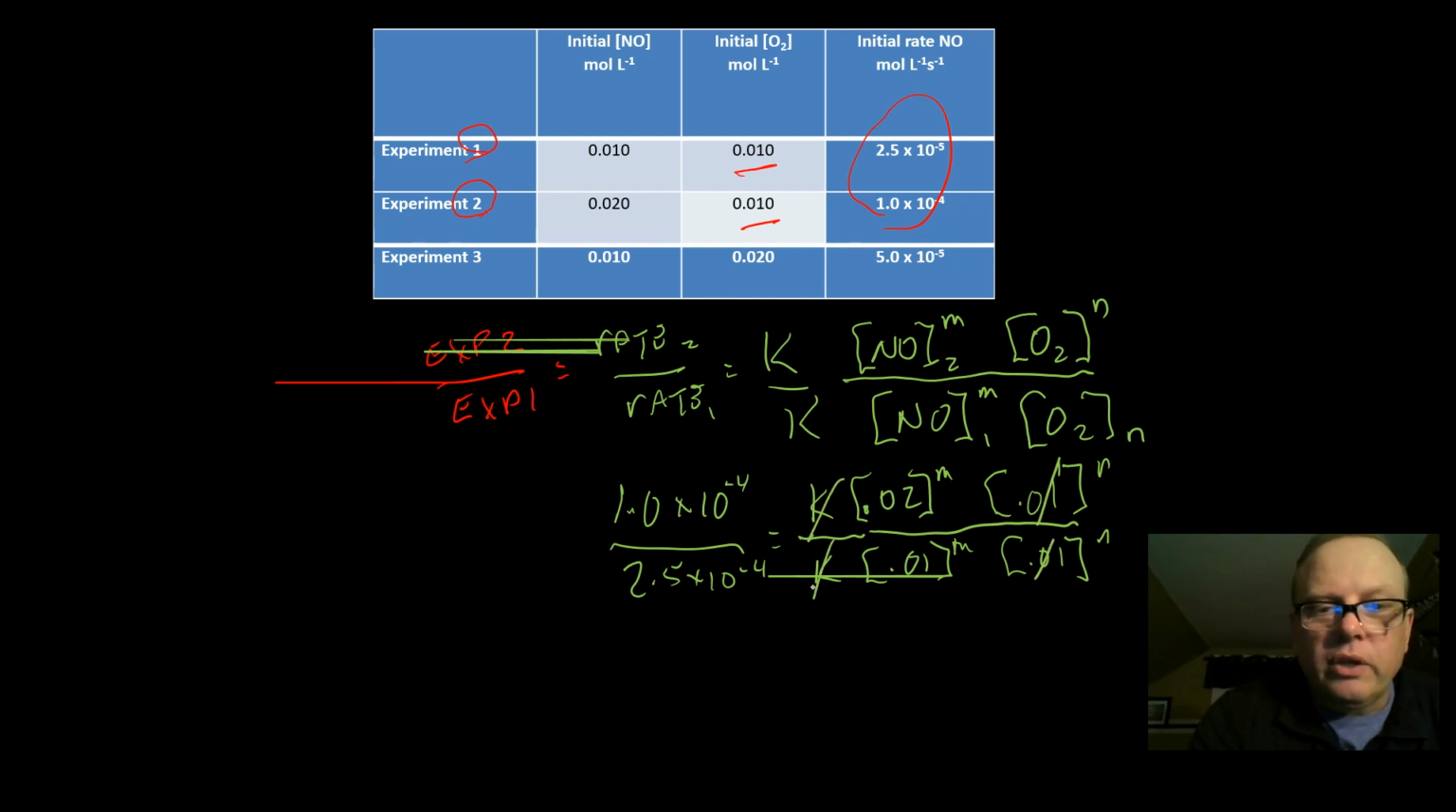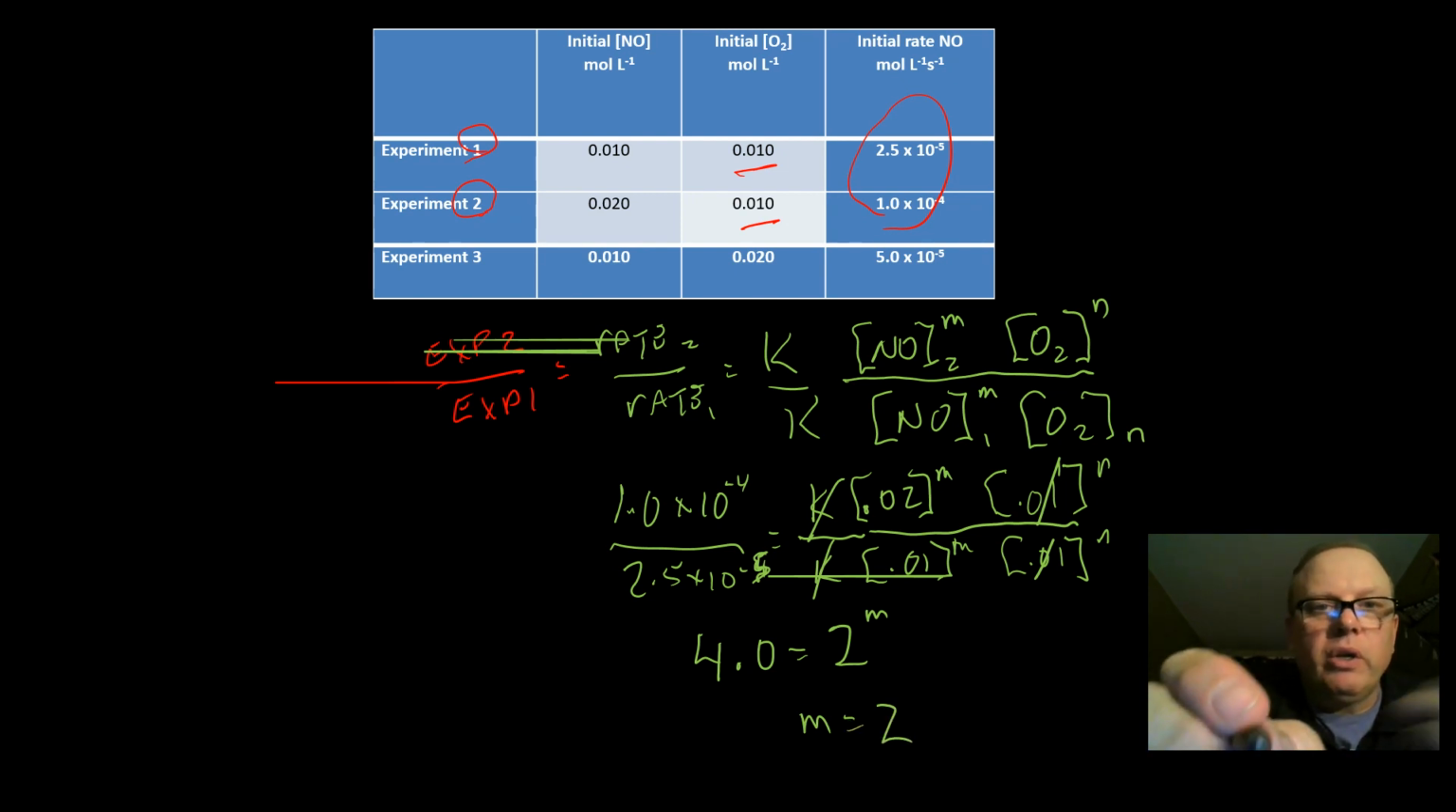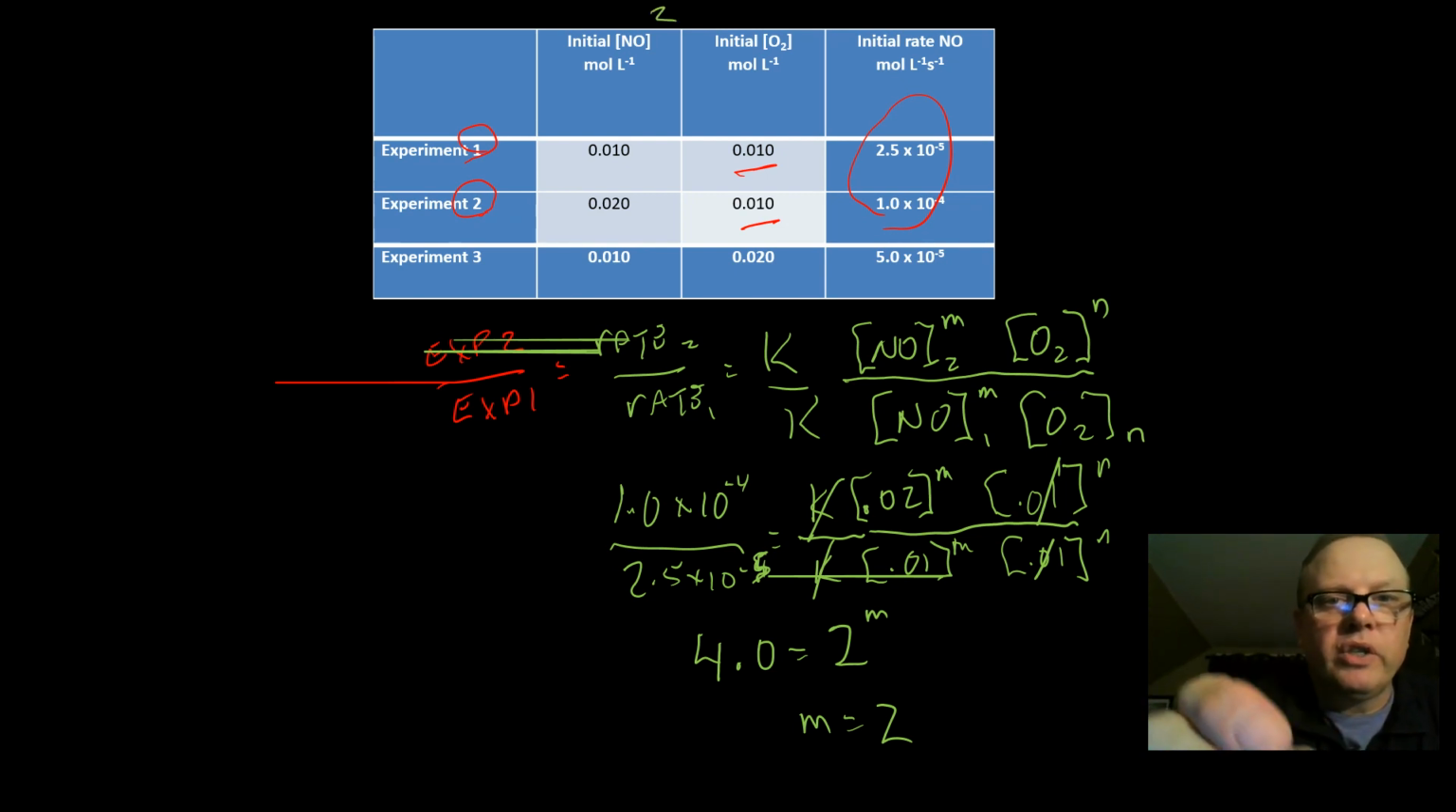So the K's cancel out as well, and what I end up with then is effectively 4, and I did copy this down wrong. This is 2.5 times 10 to the negative 5. So this is going to end up being 4.0 is equal to 0.02 divided by 0.01 gives us 2 to the M, and that 2 to the M means that M has to be equal to 2. That is the power that will be raised to. So now I know that this is a second order.